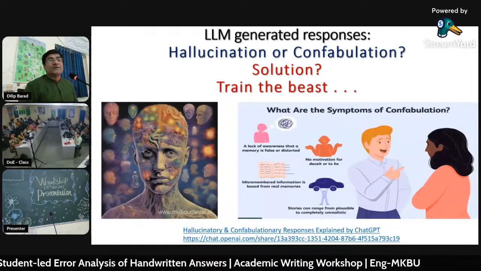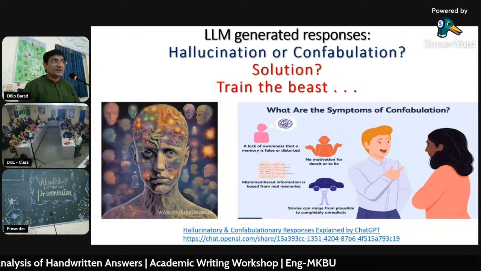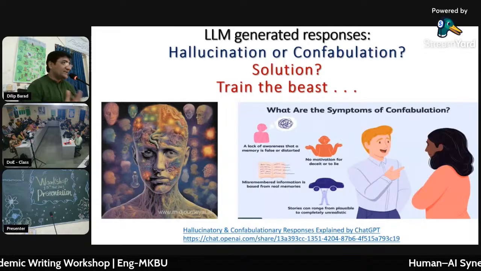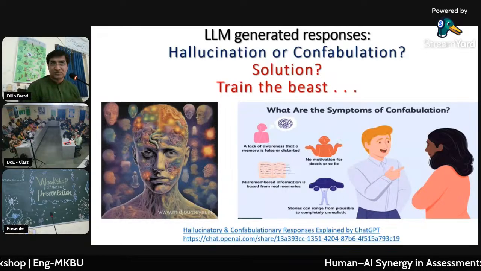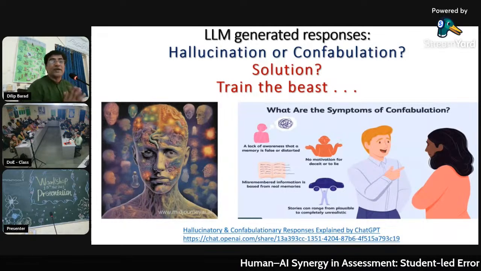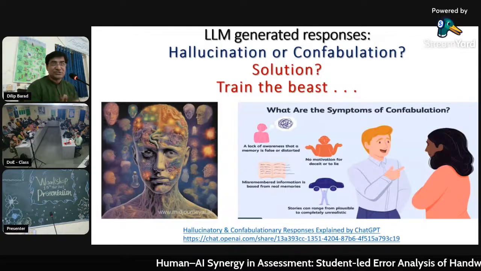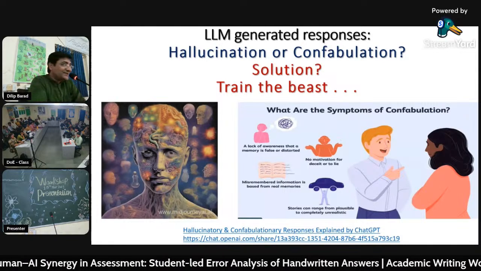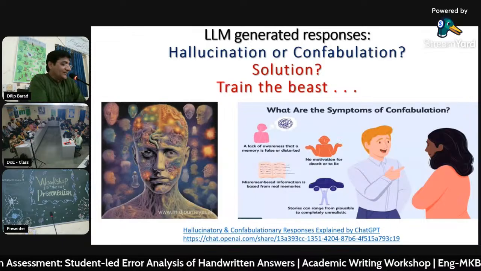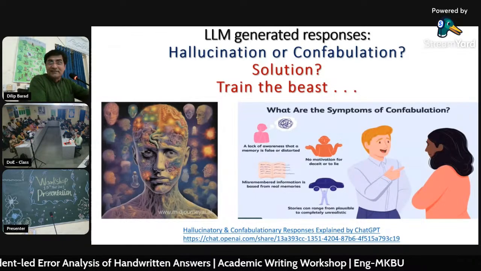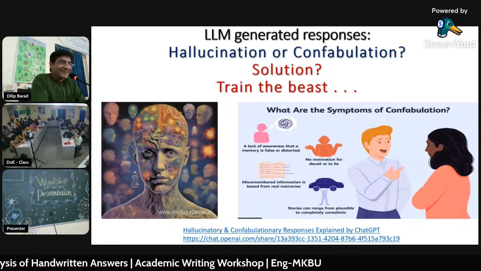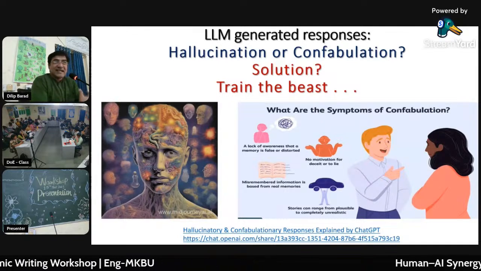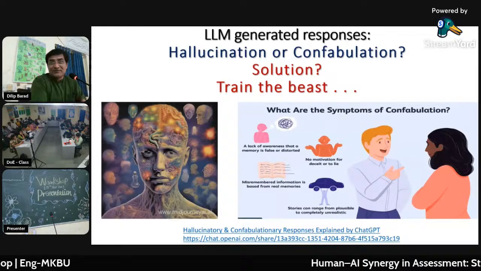But we know that LLMs can make errors. It can give hallucinatory responses. It can confabulate. It will fabulate responses also. So that also we are aware of. So we have to train the machine, the beast, the animal. We have to train the beast, as Victor failed to train the monster. But here we have to train the monster, so it remains a slave to us. Otherwise, it will become our master.